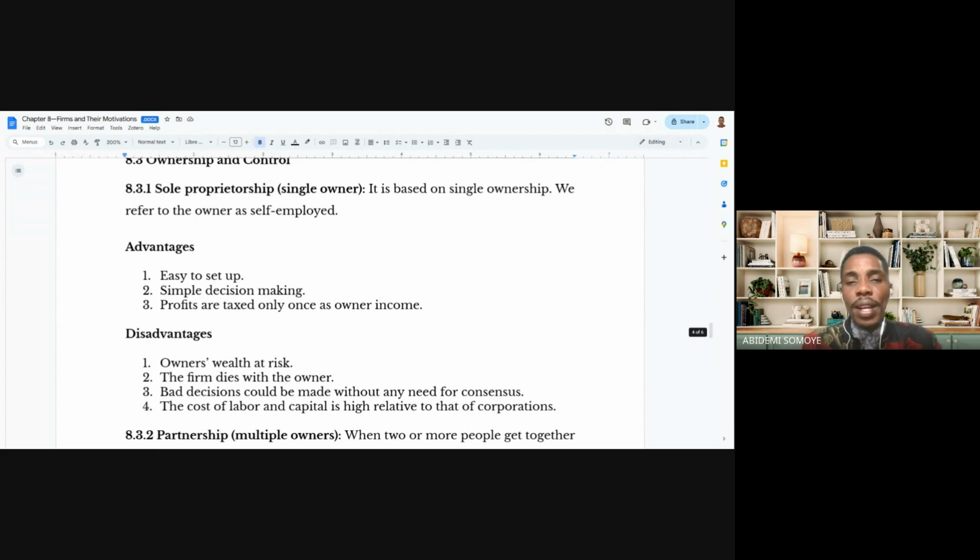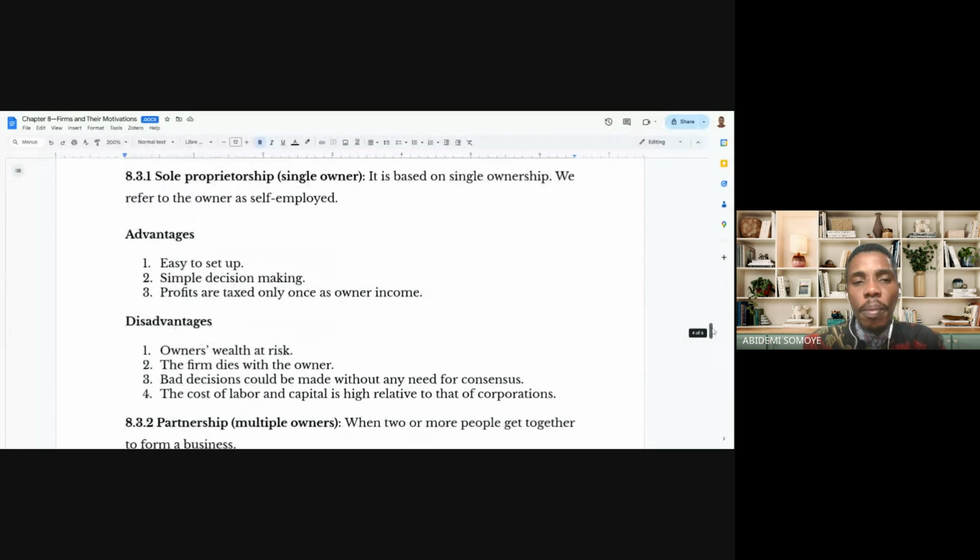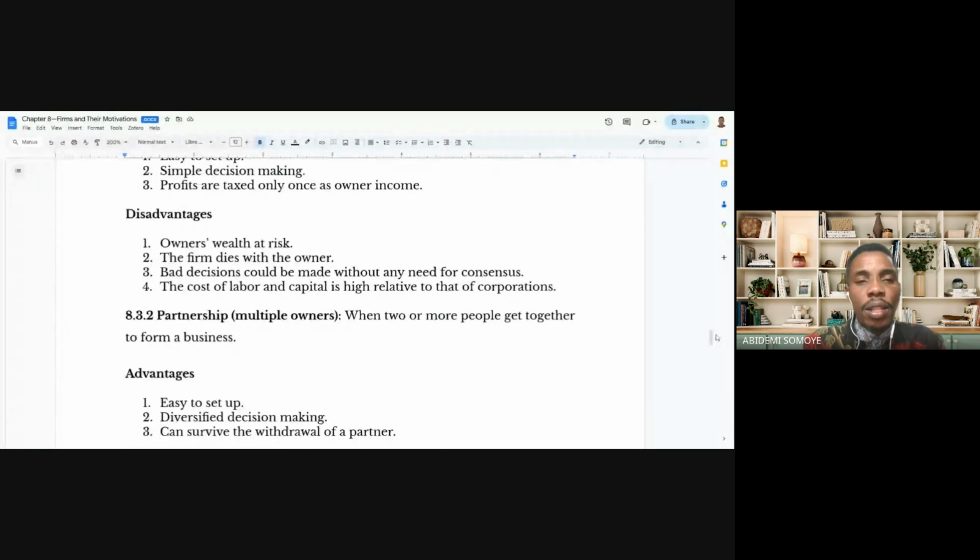Okay, so what are the advantages? You can set it up within the confines of your house. Simple decision making. Profits are taxed only once as owner's income. What are some of the disadvantages? Owner's wealth at risk. The firm dies with the owner.